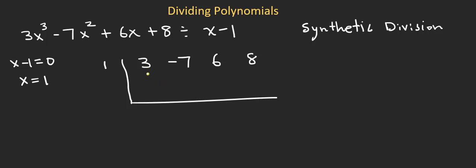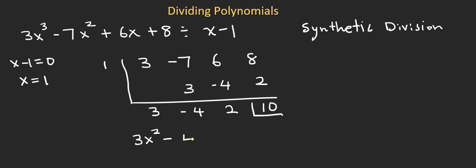Okay, let's repeat the process here. 3 comes down. 3 times 1 is 3. Add them up, negative 4. Negative 4 times 1 is negative 4. Add them up, you get 2. 2 times 1 is 2. 8 plus 2 is 10. So 10 is your remainder. So what is going to be your answer? Well, this number is the coefficient of x, and this is the coefficient of x squared. So you get 3x squared minus 4x plus 2 plus 10 divided by x minus 1.